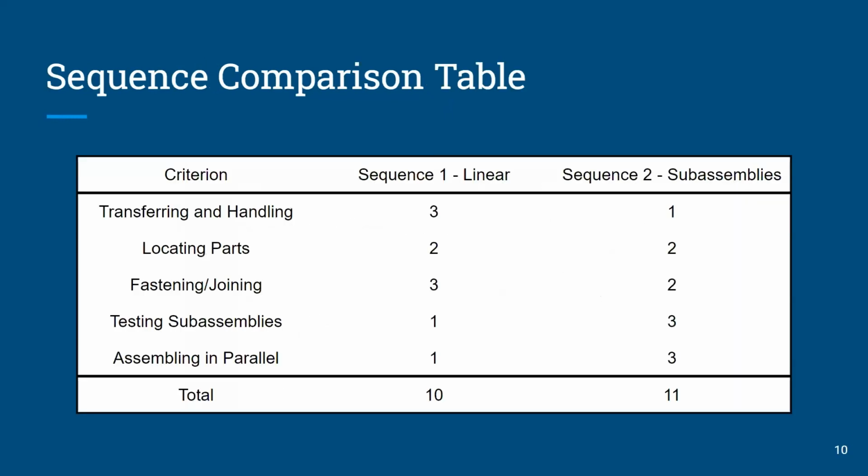So in comparison of those two sequences, the linear sequence is really good at transferring and handling parts. You can install one at a time, nice and easy to keep track of. And locating parts, but it is a lot weaker in testing sub-assemblies because it's not assembled in sub-assemblies. So you have to take it back apart to test each one individually. For sequence 2, it's not as good at transferring and handling parts because it's a lot more work to keep track of things as they're in different spots all at once. It's a lot better at testing sub-assemblies and assembling in parallel because as each sub-assembly is completed, you can test it before assembling into the final product.